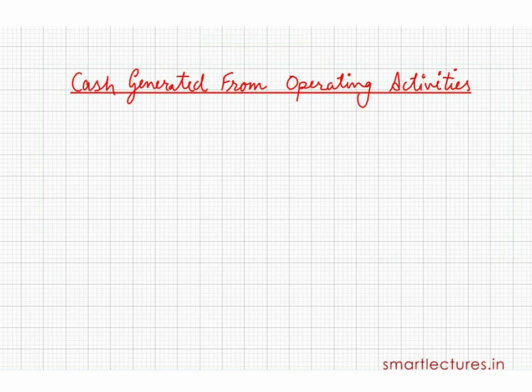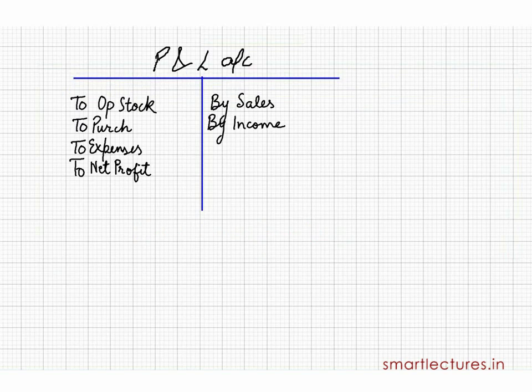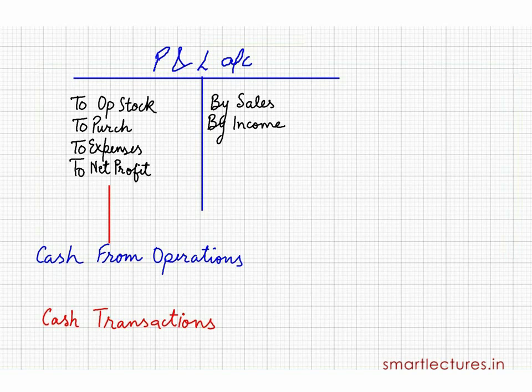Again, I'm reminding you that if you are asked to calculate cash generated from the operating activities, that is called cash from operation. If you are given a profit and loss account and there is net profit, that net profit is always equal to cash from operation, provided that net profit has been calculated purely on the basis of cash transactions, and there is no change in any other item.